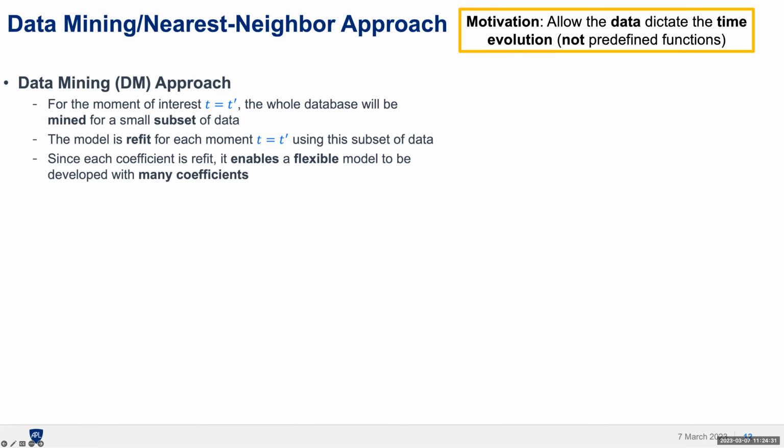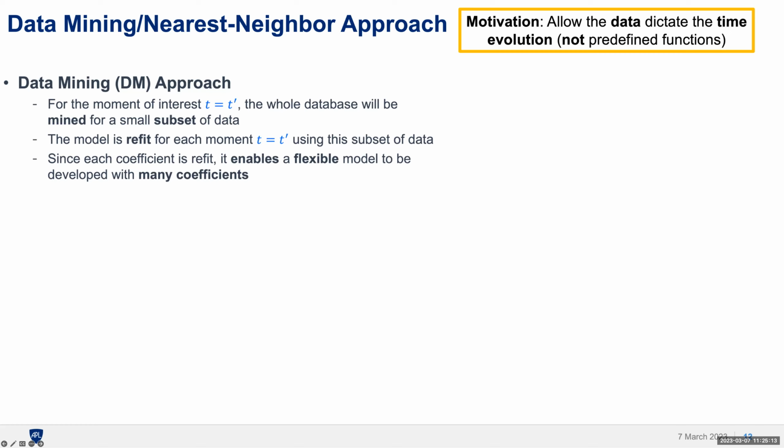All right, so that kind of summarizes the model morphology, how the actual current systems are structured, but that just is for a particular snapshot in time. So how do we then describe the dynamical evolution of the magnetosphere? And again, the motivation behind this is to allow the data to dictate the time evolution and not predefined functions. So the idea is that for a given moment of time, we can data mine our entire magnetometer database for a small subset, like I said before, about 1% of the data that is most similar to the point in time we're trying to model.